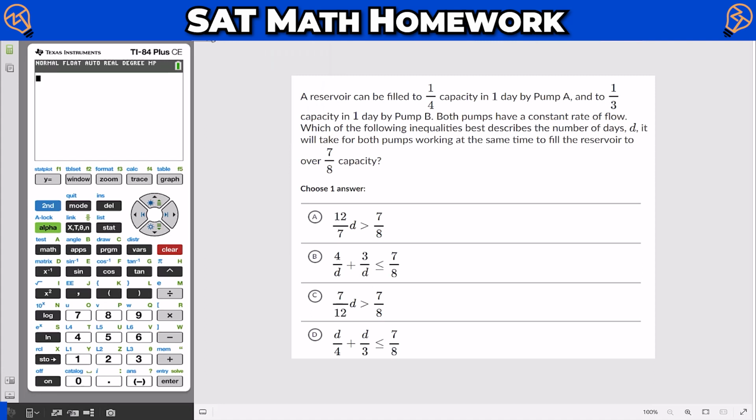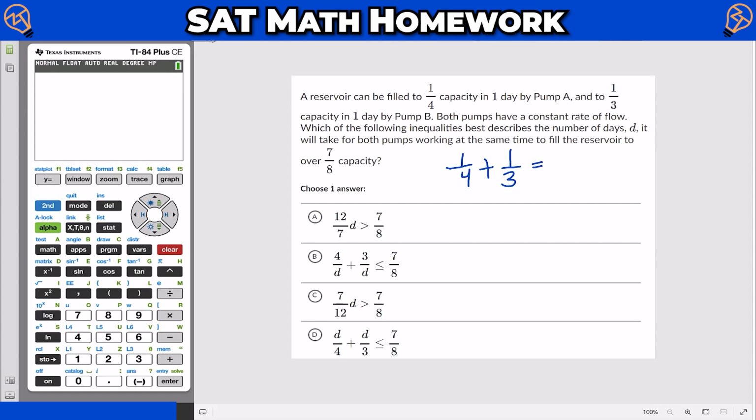So because these two pumps are working independently, we could add these two fractions, where 1/4 represents the amount that pump A can fill the reservoir in a day, and 1/3 is the fraction of the reservoir that can be filled by pump B, so that if they were working together, we would be able to know what fraction of the reservoir they could fill in one day.